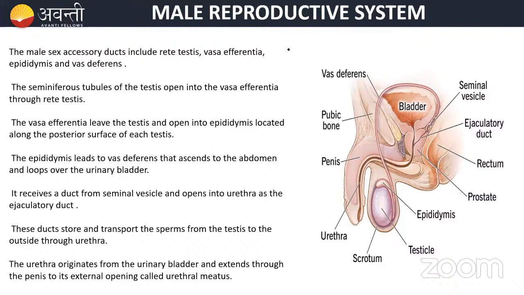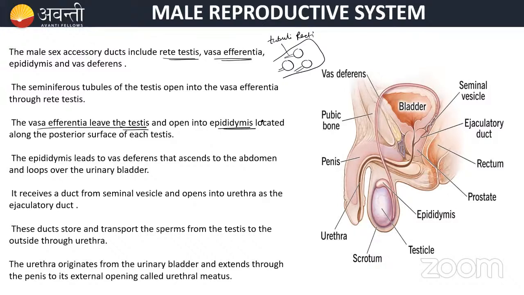So if this is testicular lobule 1, these are the seminiferous tubules, and from these seminiferous tubules, the small ducts come out, and these ducts are known as tubuli recti. These tubuli recti combine and join a common duct, which is known as the rete testis. Now, the rete testis opens into the vasa efferentia. And the vasa efferentia is the one which leaves the testis. This vasa efferentia opens into the epididymis.